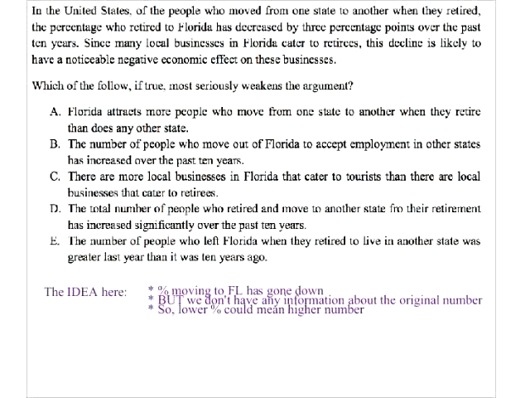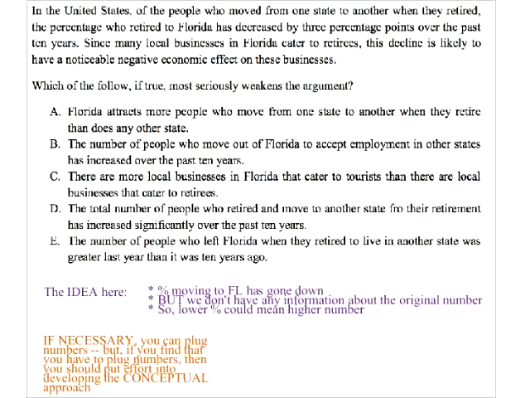So there you go. If necessary, you can plug in numbers. But having to plug in numbers here is not a good thing. If you have to plug in numbers on a problem like this, that probably indicates that you should put effort into developing the conceptual approach. For instance, that might help you learn how these kinds of numbers work.